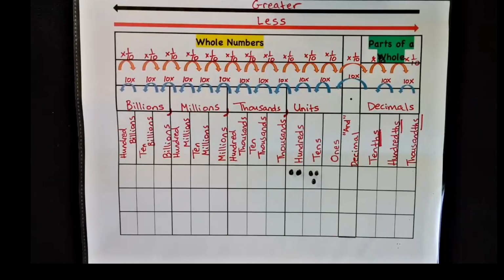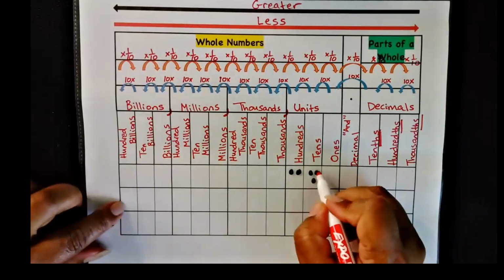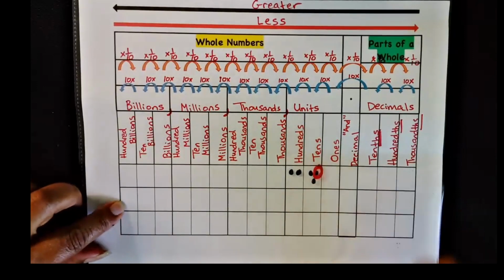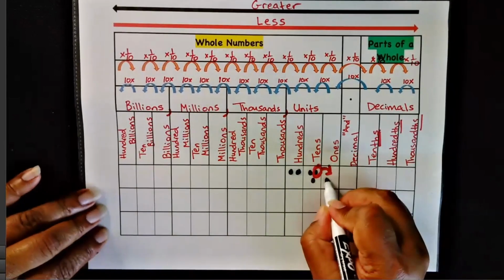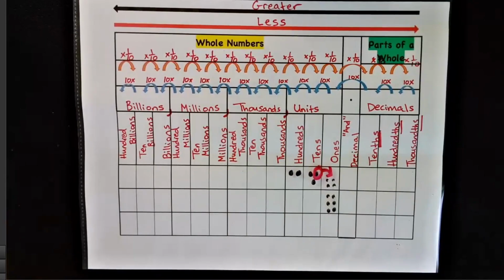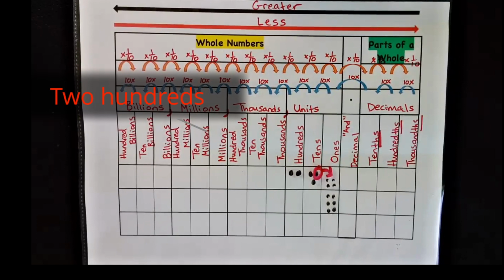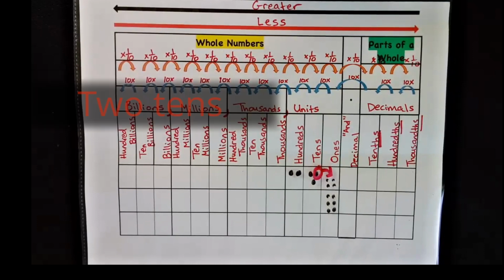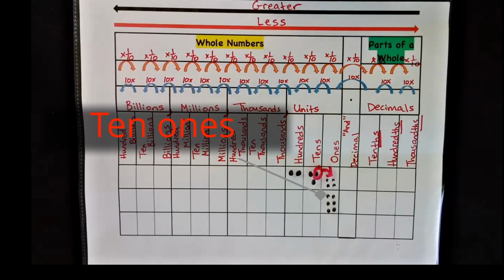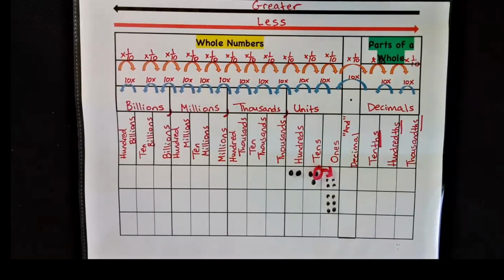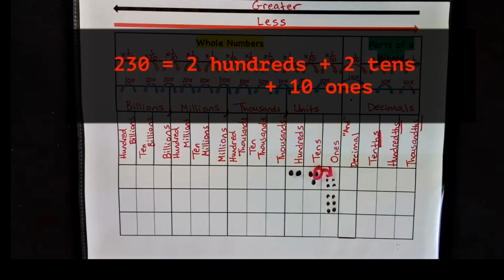This time, I'm going to take 1 of my tens discs and decompose into 10 discs in the ones place. Now I have 2 hundreds, 2 tens, and 10 ones. So 230 is also equivalent to 2 hundreds, 2 tens, and 10 ones.